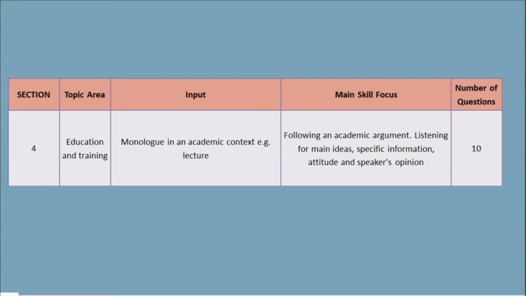And section 4, the last section, which is deemed to be the hardest section by many candidates, is in an educational atmosphere too. It contains a monologue in an academic context, such as a lecture. The purpose of this section is to test the candidate's ability to follow an academic argument, as well as listening for main ideas, specific information, attitude, and a speaker's opinion.